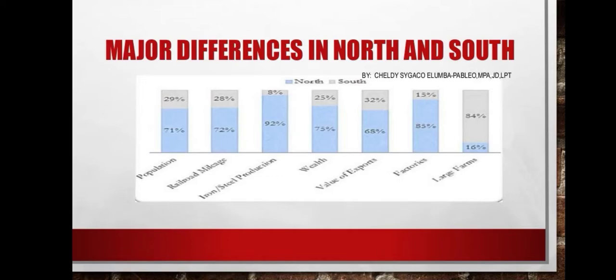To continue our discussion, I would like to tackle with you the major differences between North and South. From the model, we can see that in population, the North is ahead. From railroad mileage, iron production, wealth, value of exports, and factories, we can see that the North is more advanced compared to the South. And this makes a big difference between them.